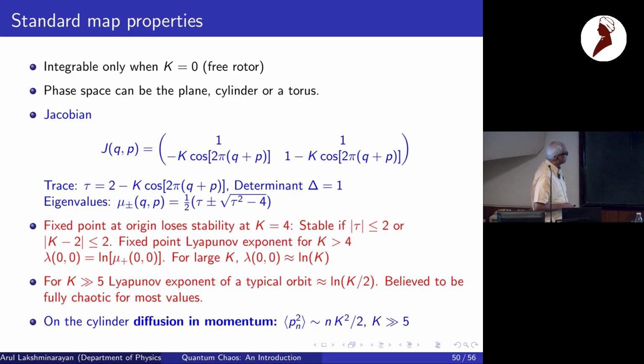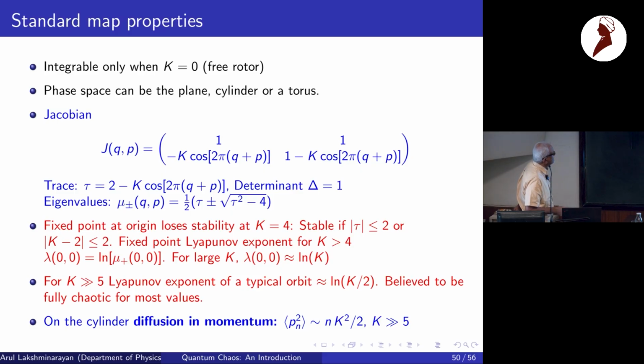All right. And the fixed point Lyapunov exponent, because it becomes unstable, there is a positive non-zero Lyapunov exponent for k greater than 4, which is simply given by the log of the larger eigenvalue of this. And for very large values of k, since it's k plus 2, you can ignore the 2. You say that the Lyapunov exponent of the origin goes as the logarithm of k.